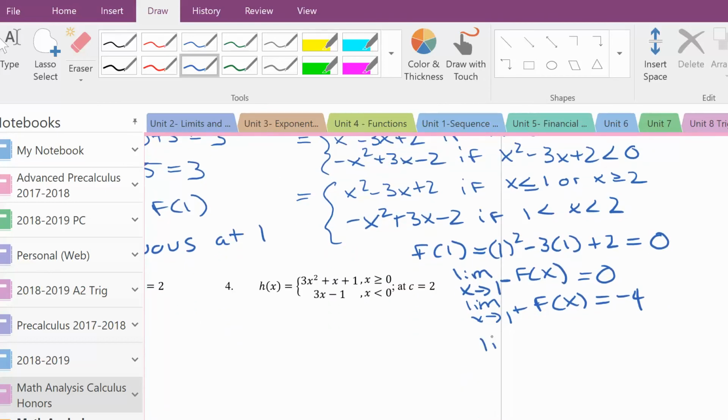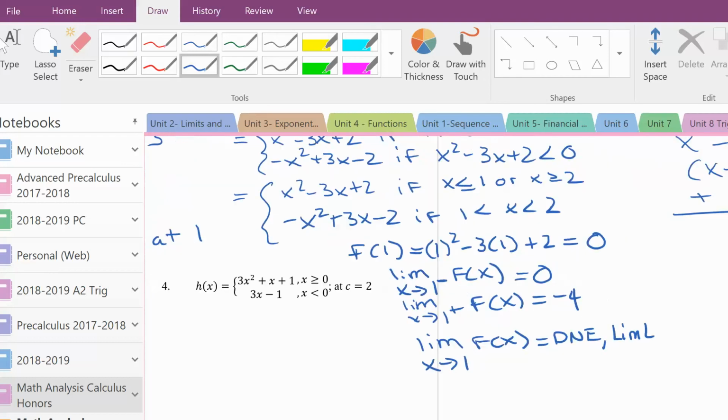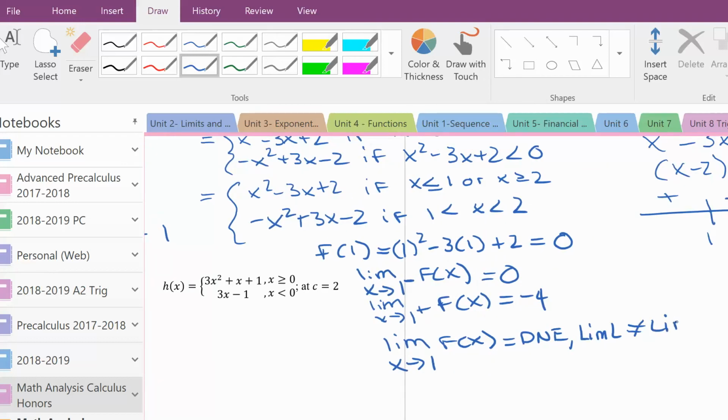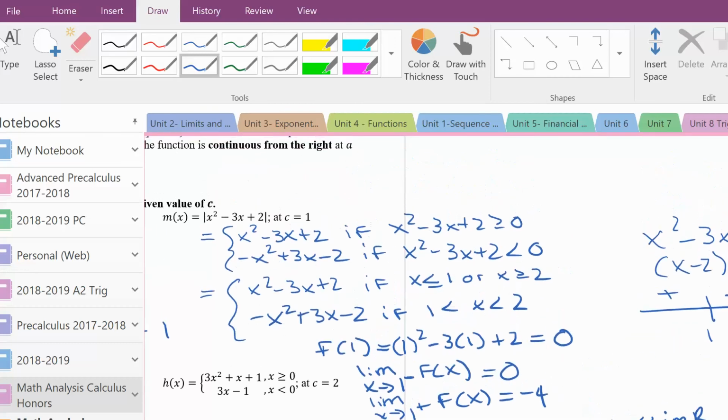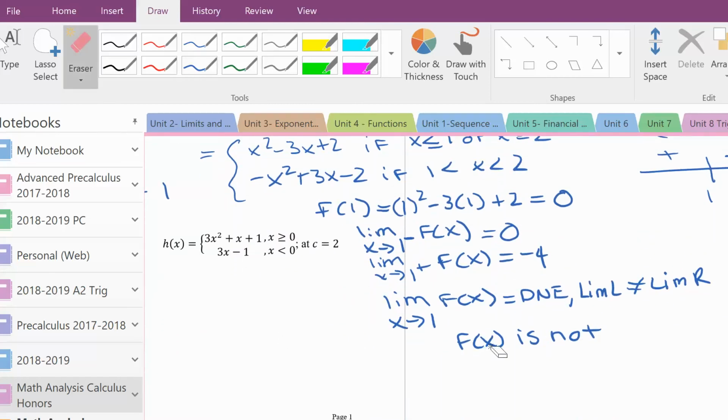So therefore, the limit as x approaches 1 of this function does not exist, because the limit from the left does not equal the limit from the right. Therefore, f of x is not continuous. Or in this case, sorry, not f of x, but m of x. Sorry, m of x is not continuous at 1.